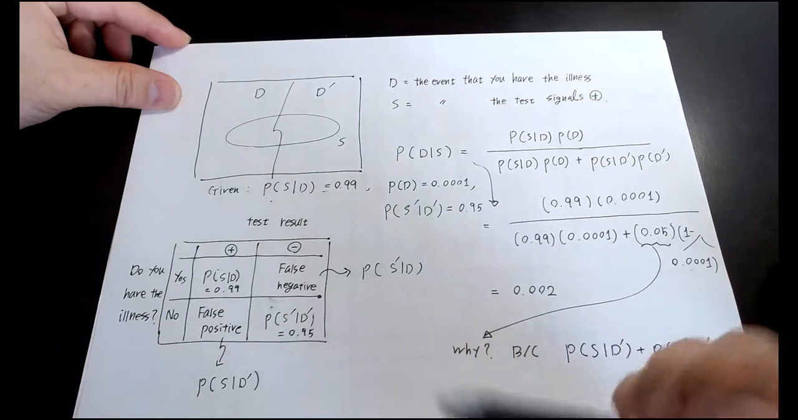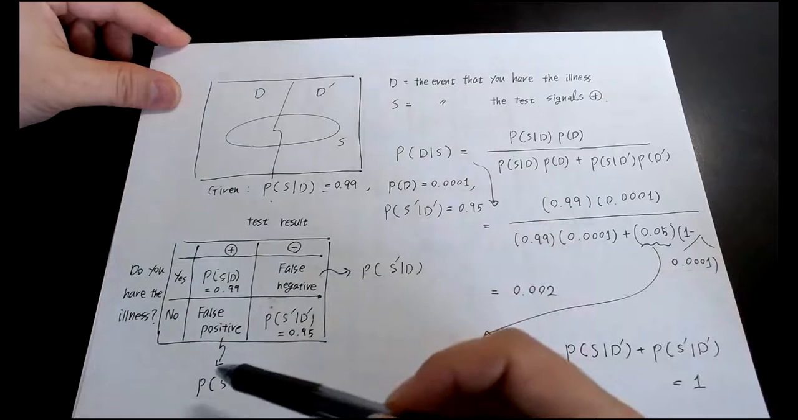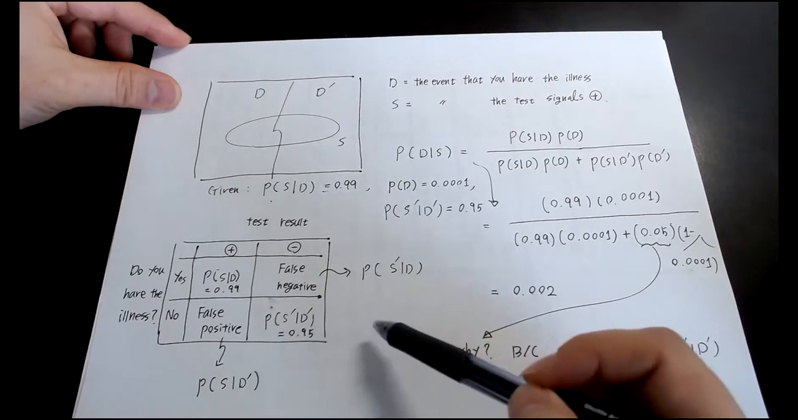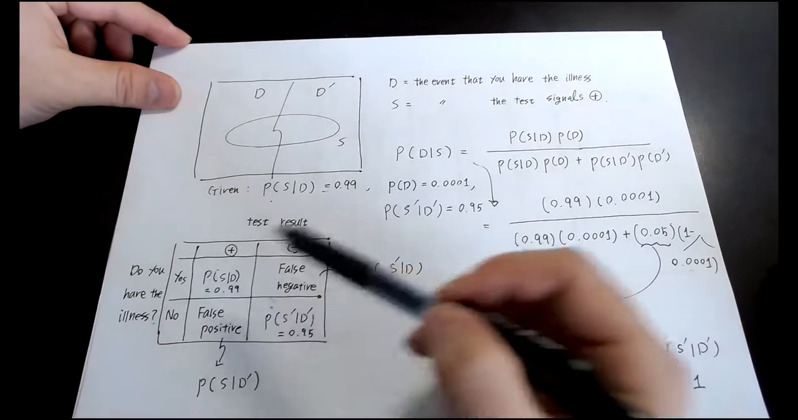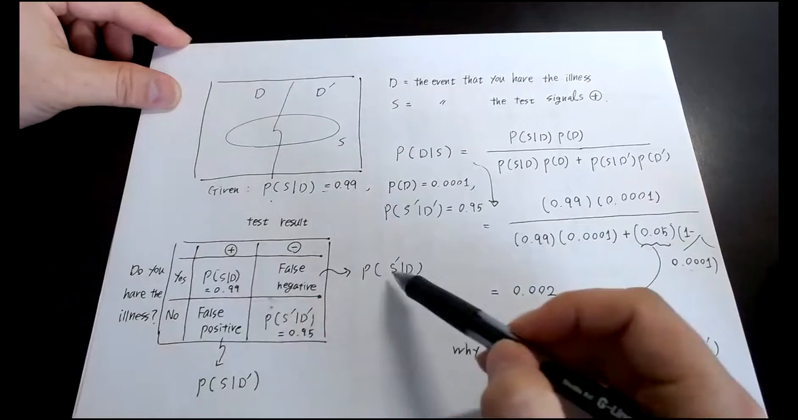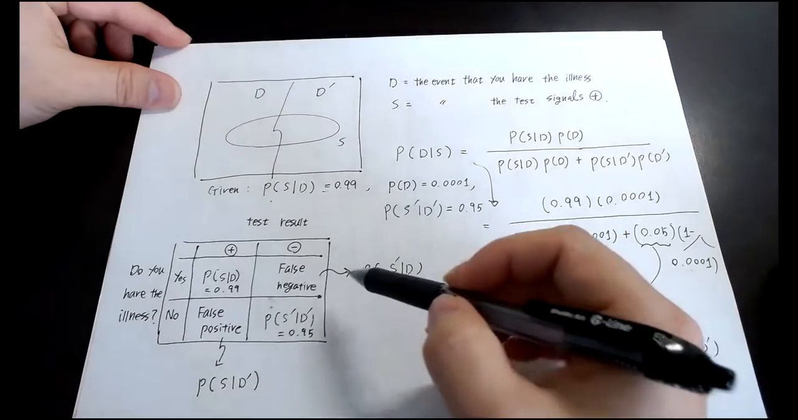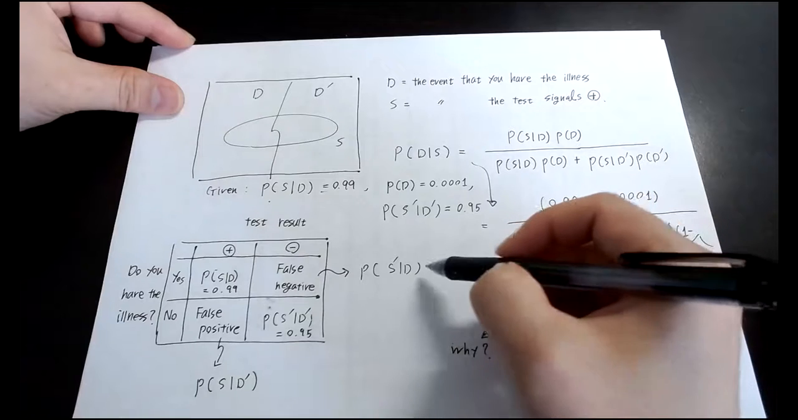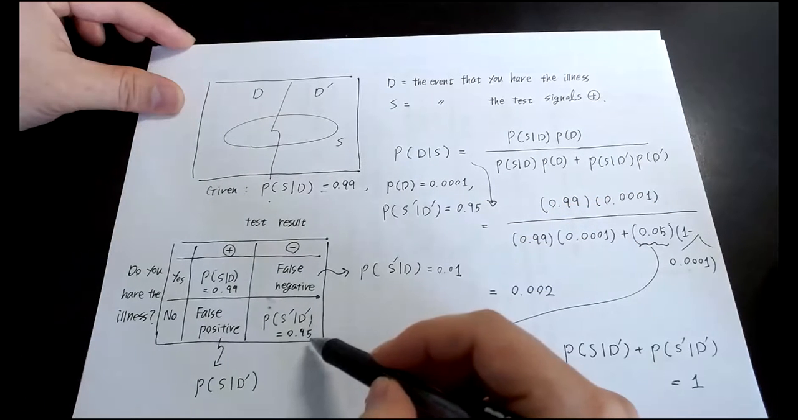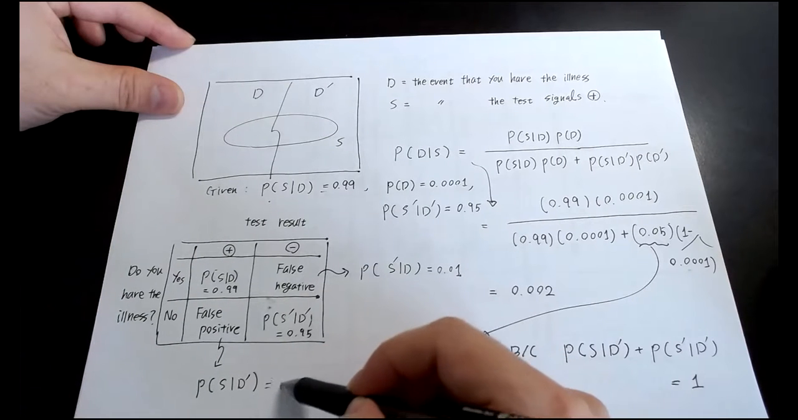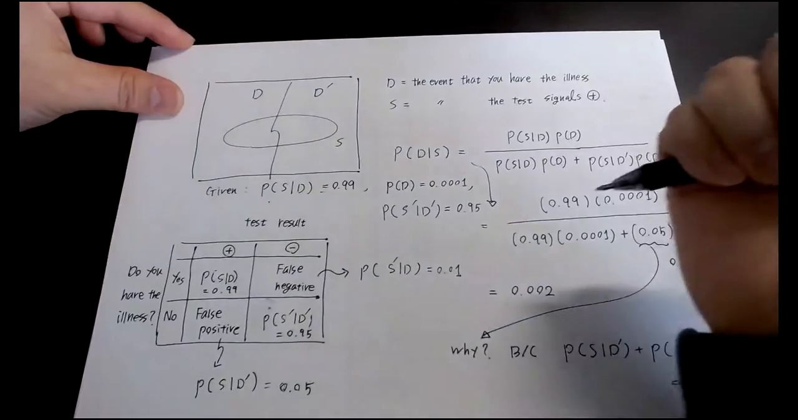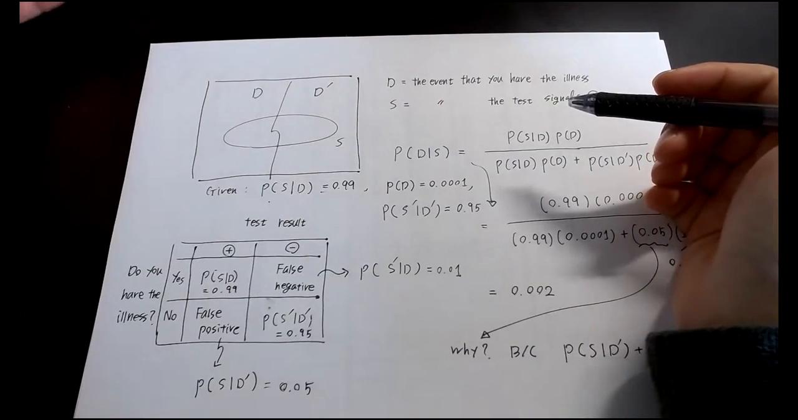Okay, so now the interesting part is this. P of S given D prime plus P of S prime given D prime must be equal to 1. And P of S given D plus P of S prime given D must be equal to 1. So the 0.99 plus this guy must be equal to 1. So the probability that the guy got a false negative should be 0.01. And since this is 0.95, which is given in the problem, this guy must be what? 0.05. Okay, how come? Because the other interpretation of conditional probability is what?